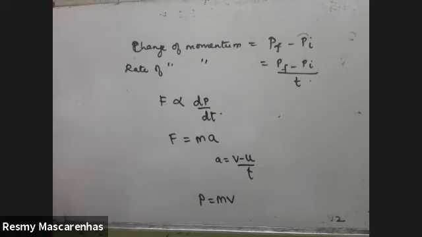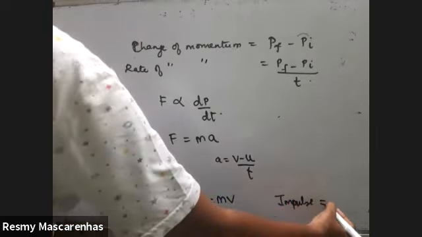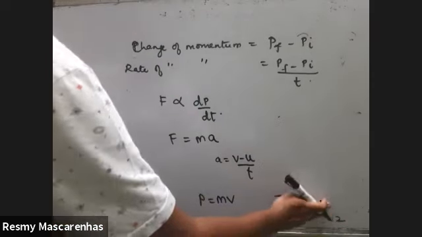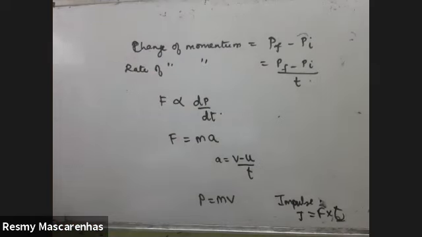And one more thing, the last one was impulse. Impulse was given as J, that is force into time. These are all the formulae which you have to know. Now based on that, we'll solve some problems.